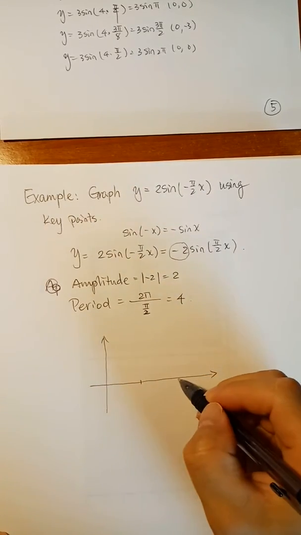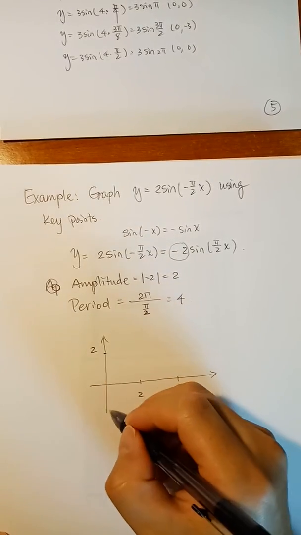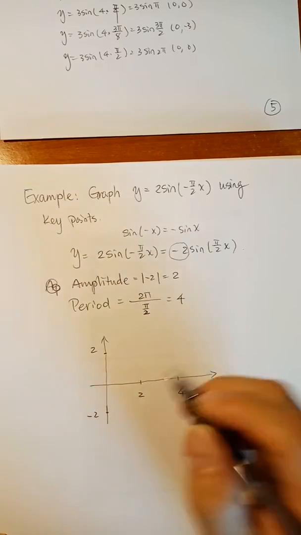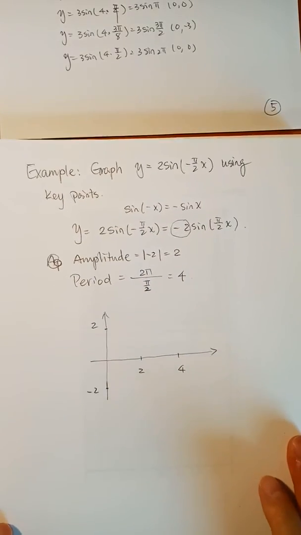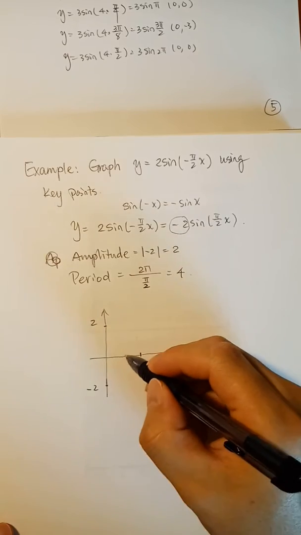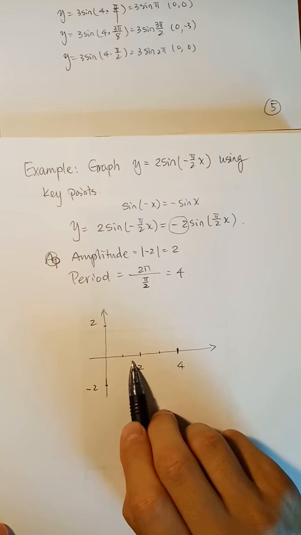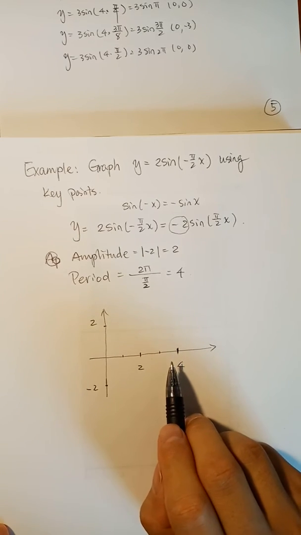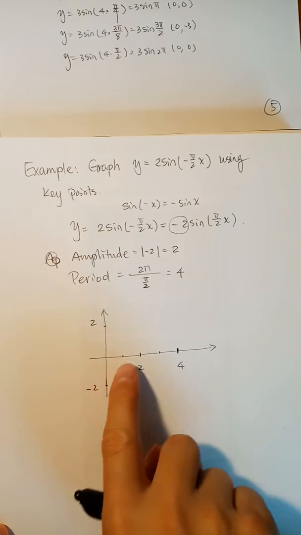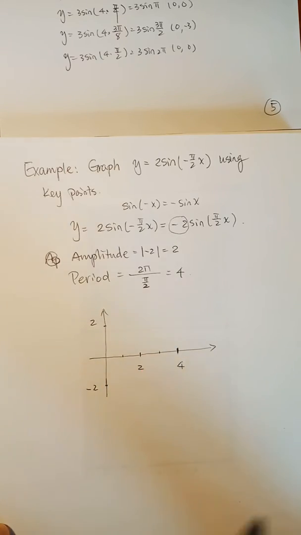Okay, 1, 2, so it's a 2, 4. Here's 2. Here's negative 2. Okay, so that's the setting. And 4 is the period, so this is a half period and a quarter period. So first quadrant, second quadrant, third quadrant, fourth quadrant. Remember that these four quarter parts correspond to the first, second, third, fourth quadrants.